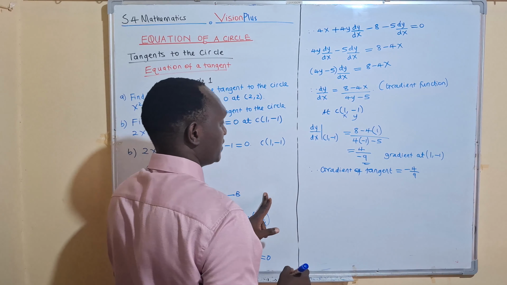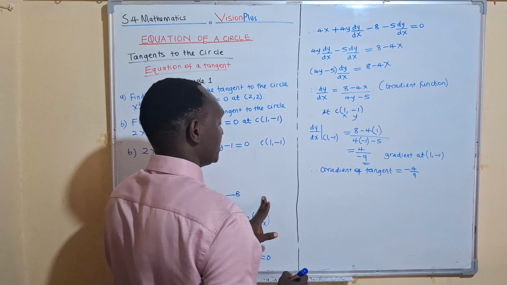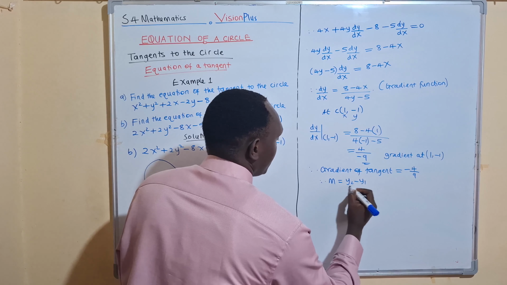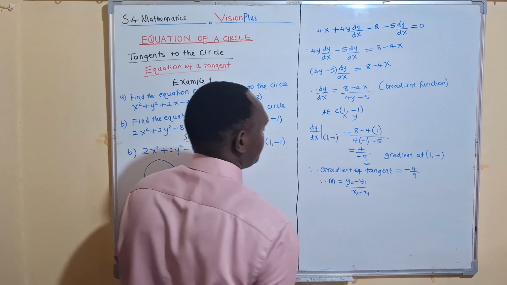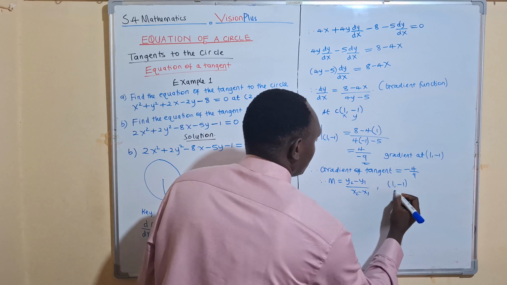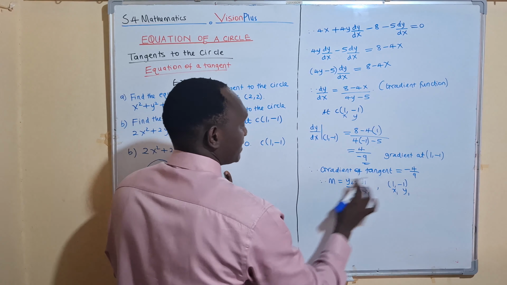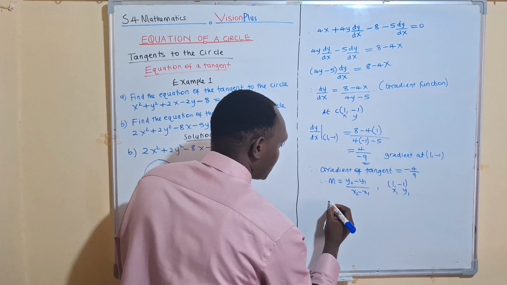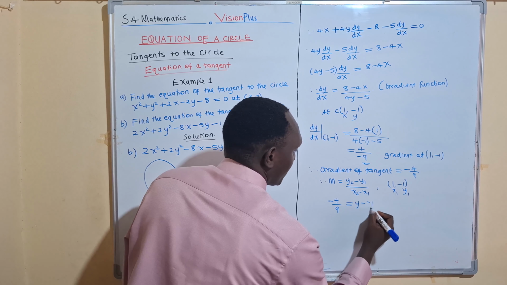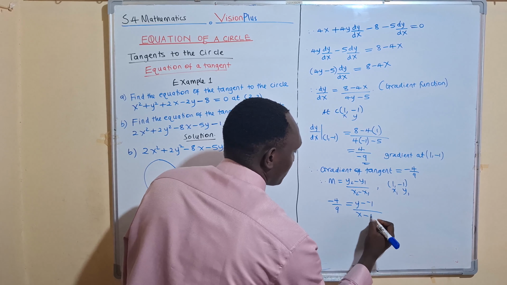So how do we get the equation of the tangent? For us to get the equation of the tangent, we need to apply the formula for the gradient given by m equals (y2 minus y1) out of (x2 minus x1). And on the point we have 1 and negative 1. So let's call this x1 and this y1. Then we substitute for them. What is the gradient m? It is negative 4 out of 9 equals, since I've called this one y1, we'll have y2 minus y1, which is negative 1, out of x2 minus x1, which is 1.